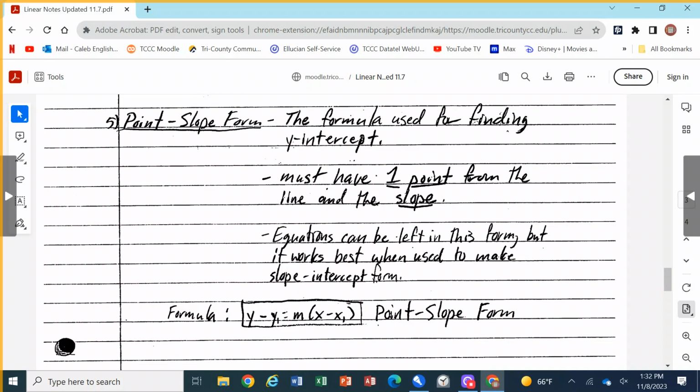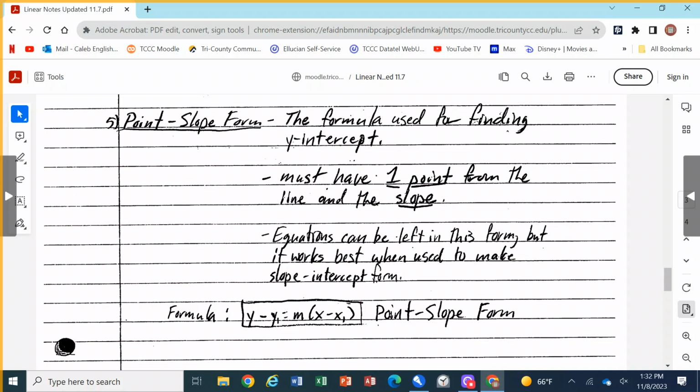Okay, to get point slope form to work, you must have at least 1 point from the line, and the slope. You've got to have the slope. It's non-negotiable. You have to have the slope for point slope form to work. It's in the name. Equations can be left in this form, but it works best when used to make slope-intercept form.